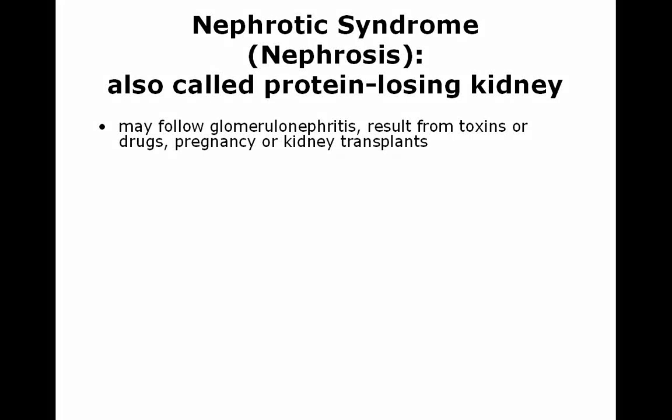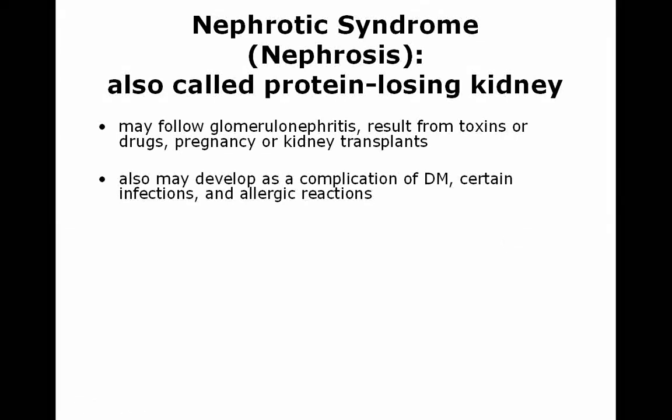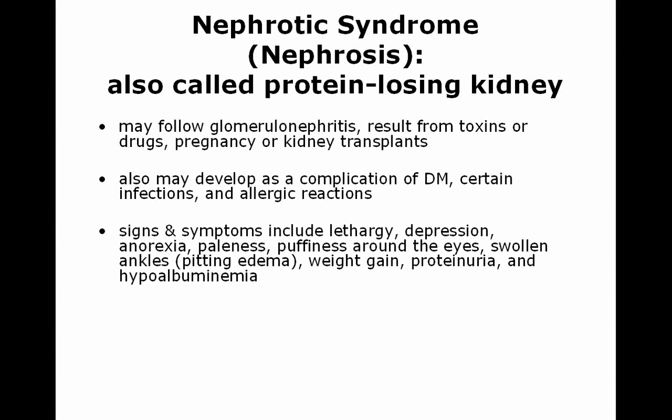In box 11.1 in your chapter, they show several of the known nephrotoxic agents that are damaging to the kidney, like lead and arsenic. Certain pesticides, certain antibiotics are very damaging to the kidneys, and other compounds. You should look over that list there, that box. The person may also develop nephrotic syndrome as a complication of having diabetes mellitus. Certain infections, certain allergic reactions may also cause nephrotic syndrome.